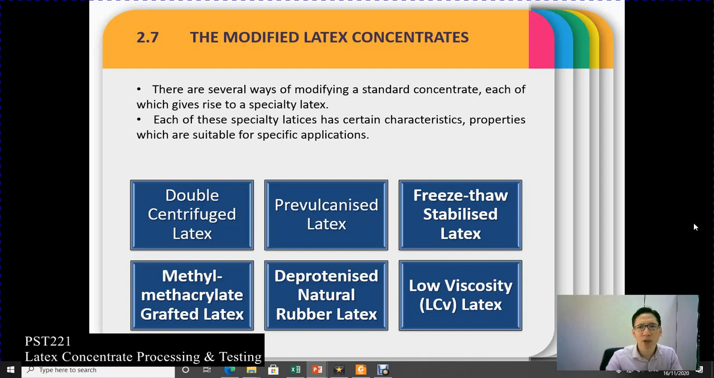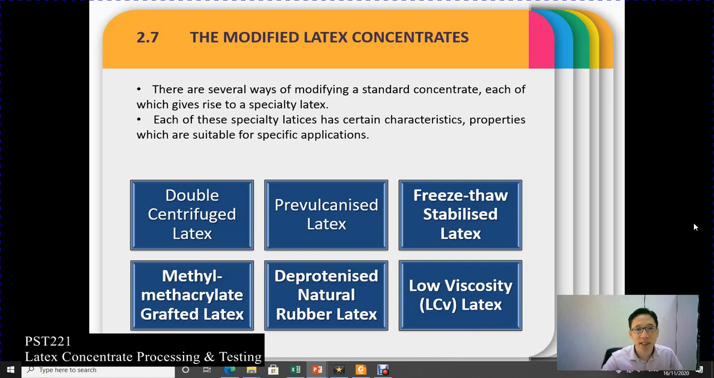Okay, there are several ways to modify a standard concentrate, each of which gives rise to a specialty latex. Each of these specialty lattices has certain characteristic properties which are suitable for specific applications. So bear in mind the importance of this modified latex concentrate towards the application. Usually we produce a modified latex concentrate because of the final application. So basically we will cover these 6.